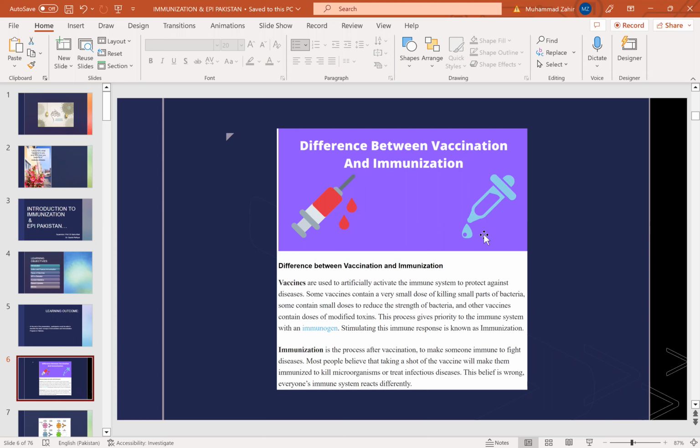So, immunization is a process after vaccination to make someone immune to fight disease. Most people believe that taking a shot of vaccine will make them immunized to kill microorganisms or treat infectious disease. This belief is wrong. Everyone's immune system reacts differently.